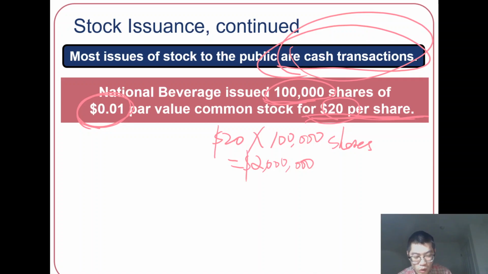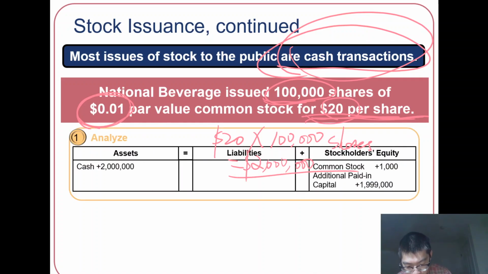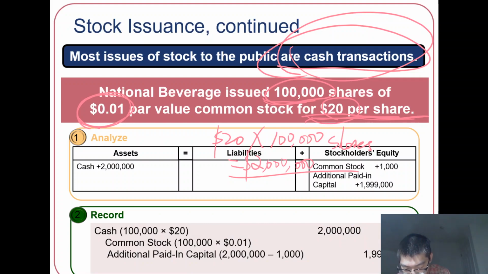And then how do we record this $2 million? From the following journal entry. Because we're receiving $2 million, we're going to debit cash for $2 million.